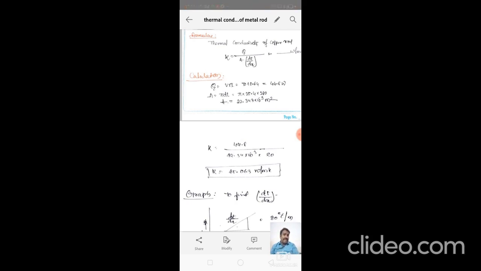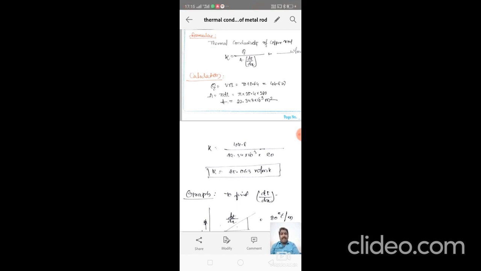So this heat is taken by the copper rod, and the area of the rod is pi d L. So pi into d, which is 25.4, and L is 280 mm. So the total area is 22.343 into 10 to the power minus 3 meters square. The diameter and length have to be converted into meters, so finally the area should be in meters square.